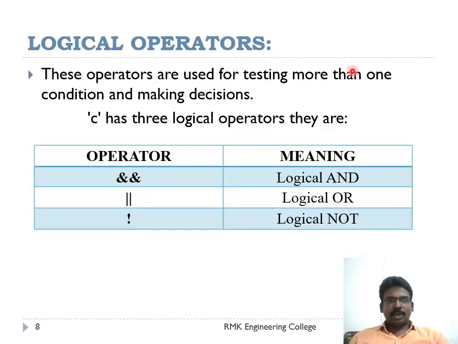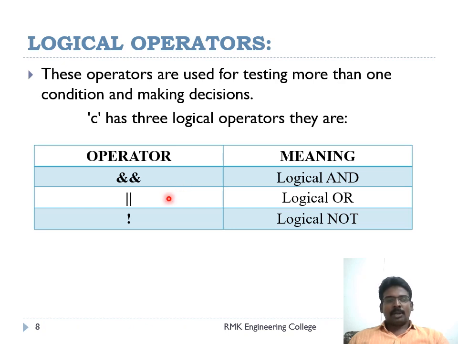Coming to the next operator, the logical operator. These logical operators are used to make decisions. The first is logical AND, the second is logical OR, and the third is logical NOT. Normally the AND operator is used in a situation where we want two conditions to be true. If the two conditions are true, then this operator will return the result as true, that is, 1.